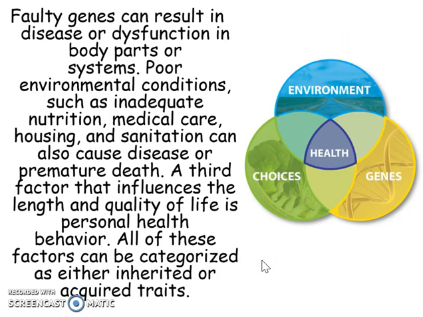Faulty genes can result in disease or dysfunction in body parts or systems. Poor environmental conditions such as inadequate nutrition, medical care, housing, and sanitation can also cause disease or premature death. A third factor that influences the length and quality of life is personal health behavior. All of these factors can be characterized as either inherited or acquired traits. So the environment in which you live, the choices that you make, whether to eat your broccoli or not, and of course your genes all have an influence on who you are and your health.